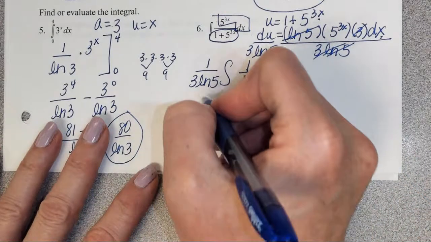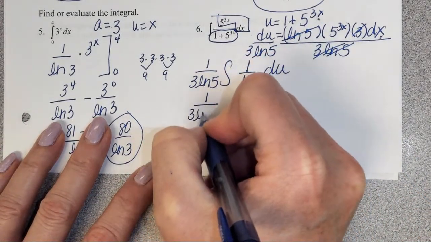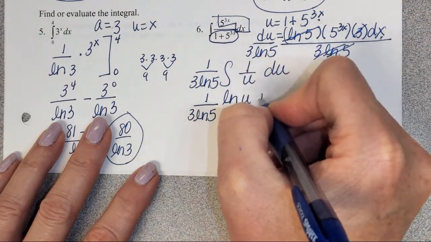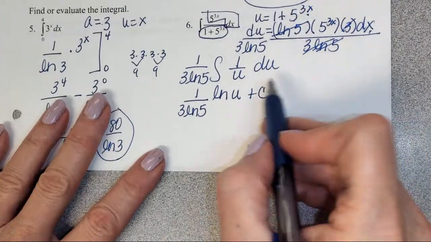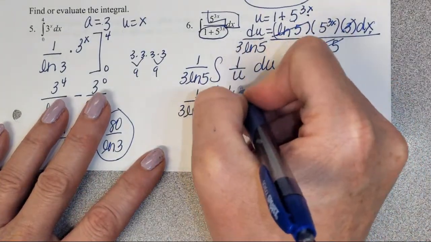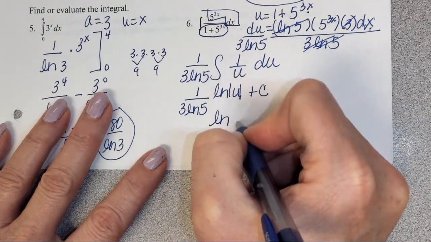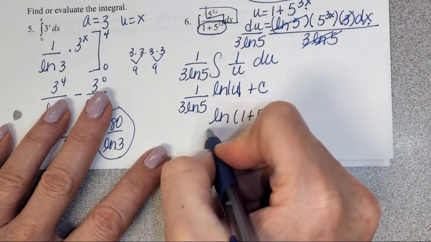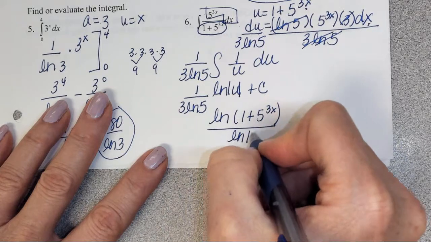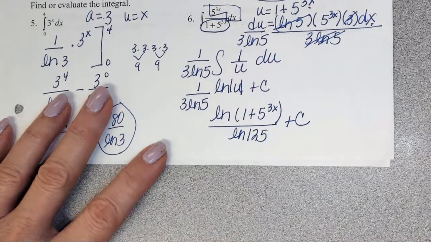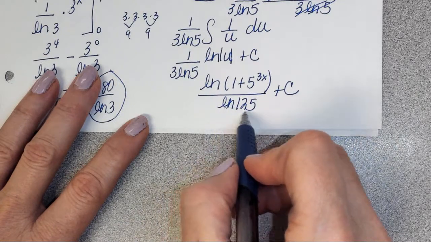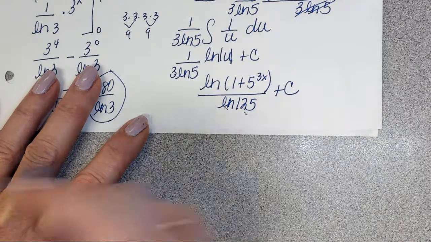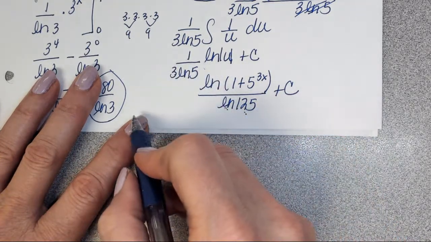So this is going to be then 1 over 3 natural log of 5. This integral is going to be the natural log of u plus c. I need to look back and see what u is. So it's going to be the natural log of 1 plus 5 to the 3x, that was my u. Watch how I do this. Over the natural log of 125. Anybody know where that came from? How did I change 3 natural log 5 into a natural log of 125? Yeah, that can become an exponent, so it's 5 cubed.